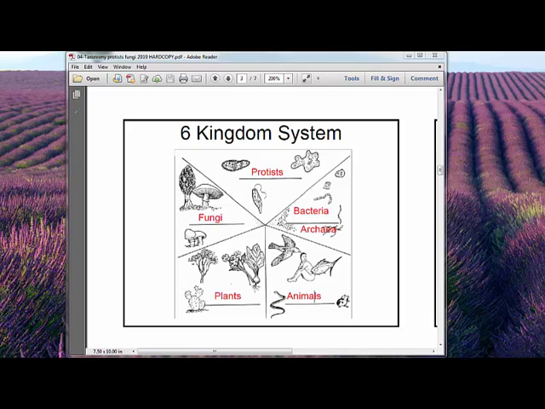And then if we move over to the right middle, we sort of combined 2 kingdoms together. And those 2 kingdoms are called bacteria and archaea.